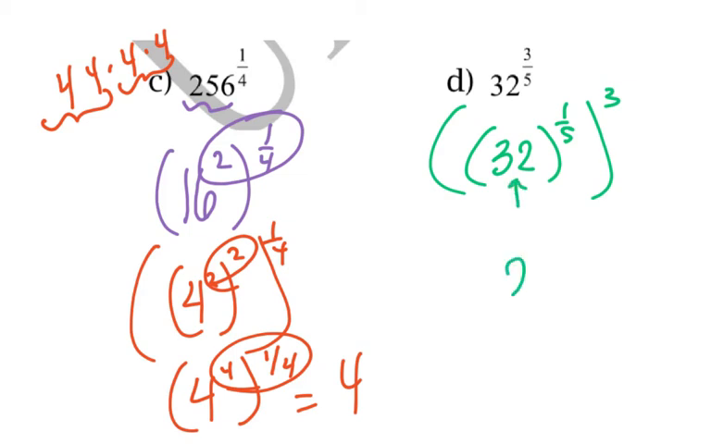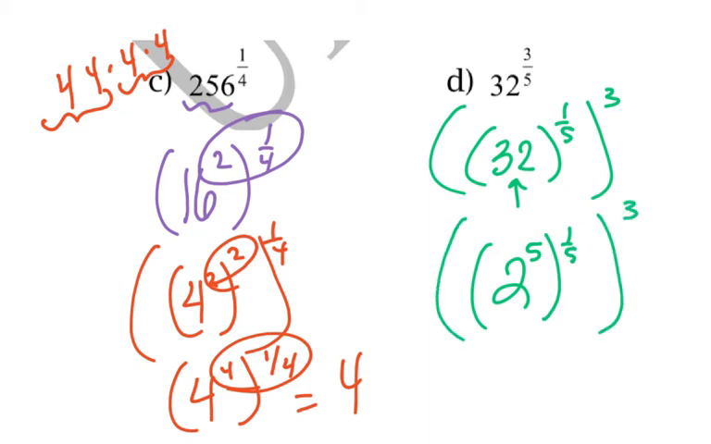I told you early on that it's really good to know that 32 is 2 to the 5th power. And here's where that would pay off a lot. So 2 to the 5th to the 1/5, those are going to cancel out because 5 times 1/5 is 1. So you've got 2 to the 3rd power, which is 8.